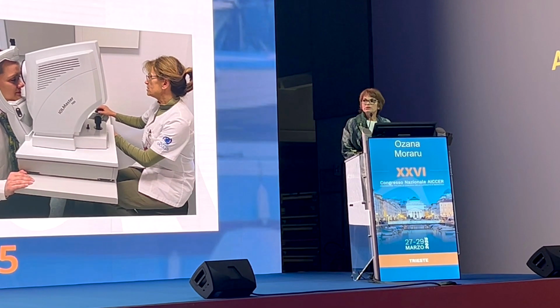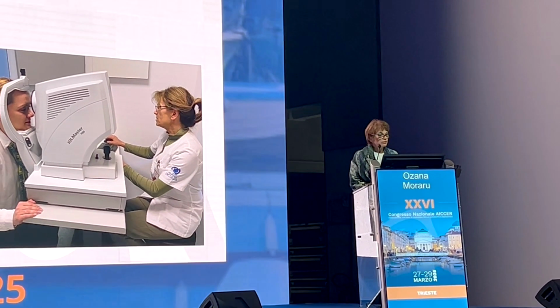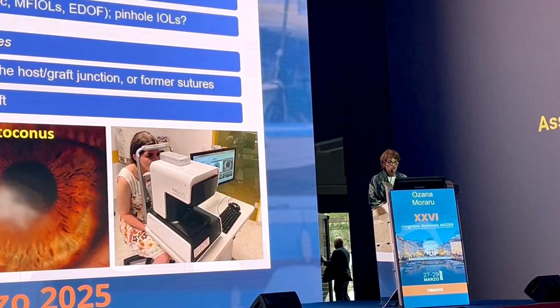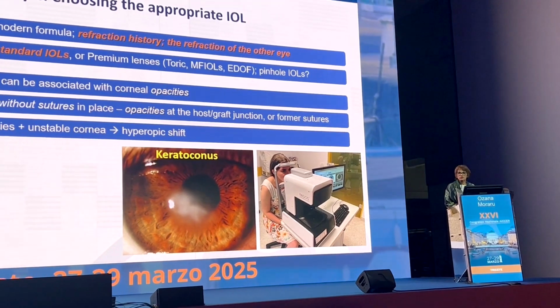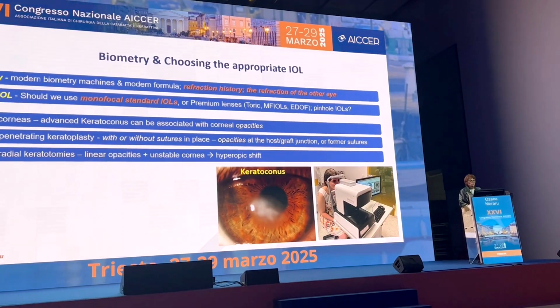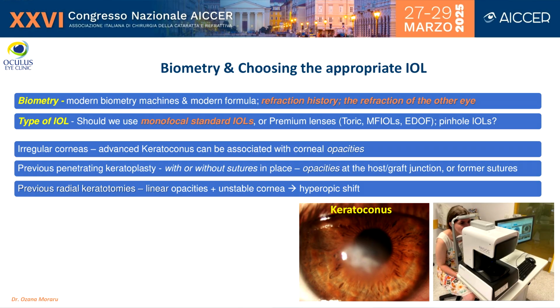And in terms of biometry, I think this is the main issue preoperatively, because you have opaque and irregular corneas, and for that you have difficult and unreliable K readings. I'm not going to insist too much, because two very interesting presentations on this topic will follow. But related to the biometry, you need to use modern machines and modern formulas, and I highlight also the importance of the refraction history and the refraction of the other eye. In terms of type of IOL, my opinion is that you better use monofocal standard IOLs, because the premium IOLs don't usually fit with this kind of pathology.